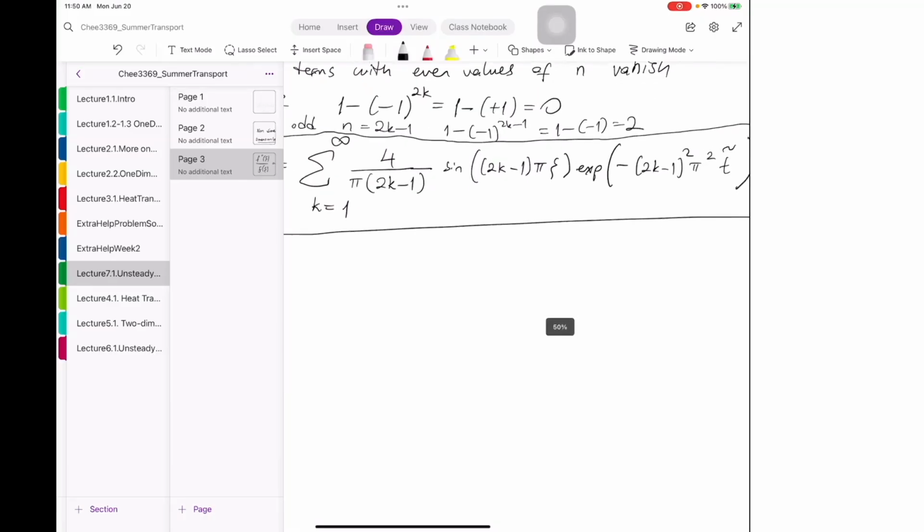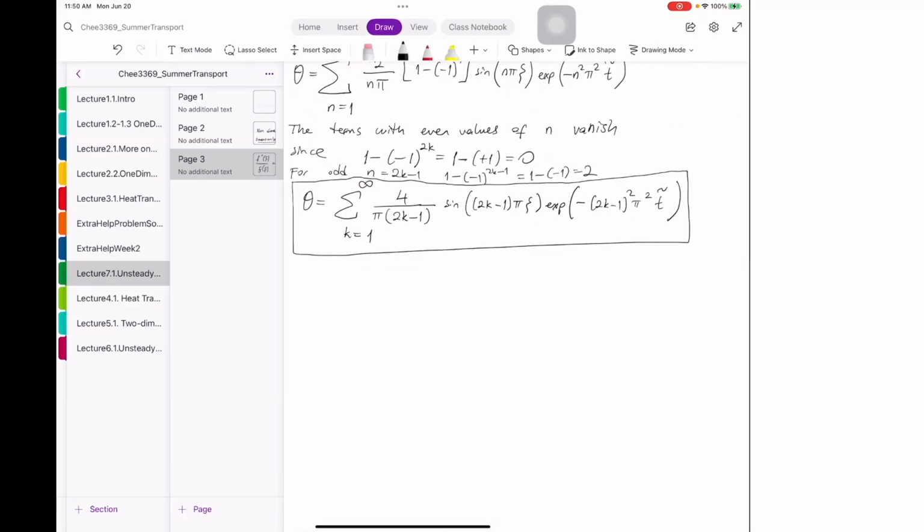Okay. And you can realize that this is non-dimensional, and whatever is inside is non-dimensional. These are all non-dimensional. This is non-dimensional. Okay.